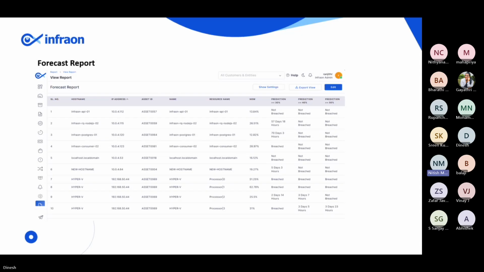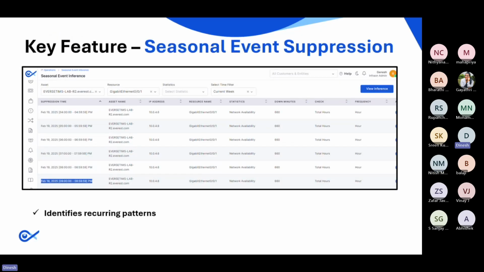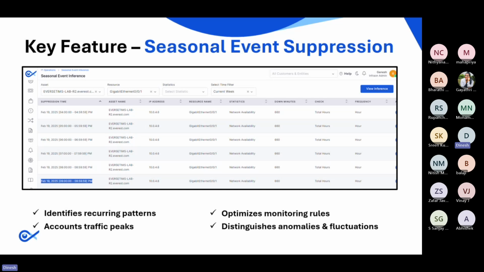Okay. Thank you. Okay. So now comes seasonal event separation. Here, the seasonal event separation identifies recurring patterns in alerts and events over time. It learns daily, weekly, or monthly behavior trends.